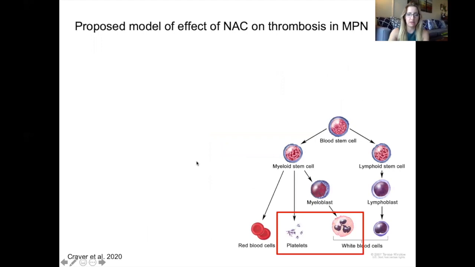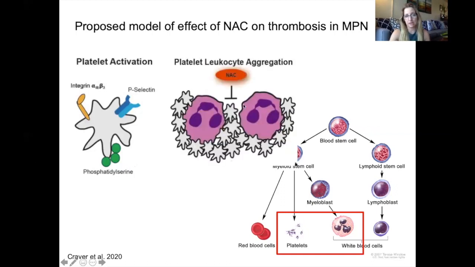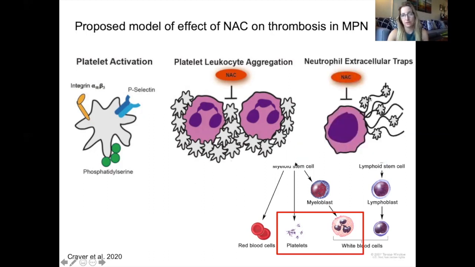So using a method called flow cytometry, we found that NAC has no effect on platelet activation, and platelets are the cell types that contribute to the blood clotting. However, NAC is blocking this aggregation between platelets and a particular type of white blood cell type called neutrophils.